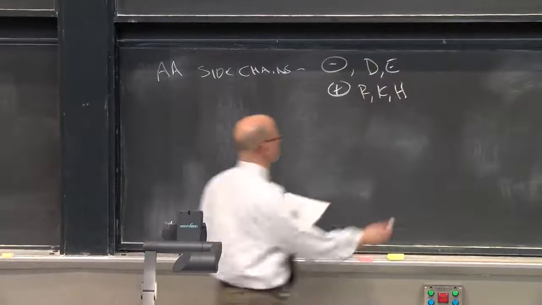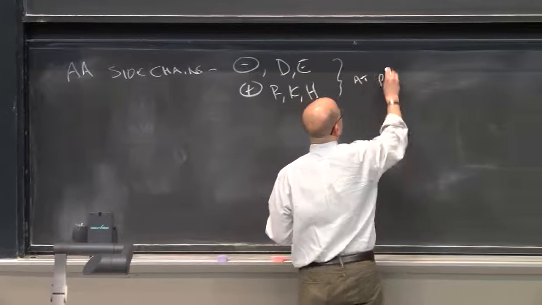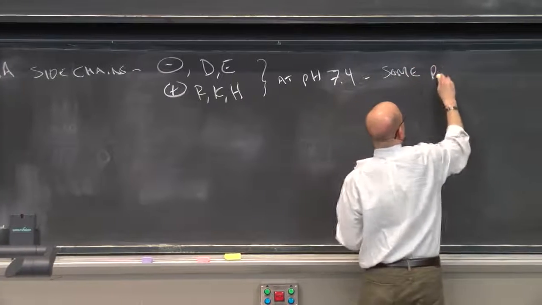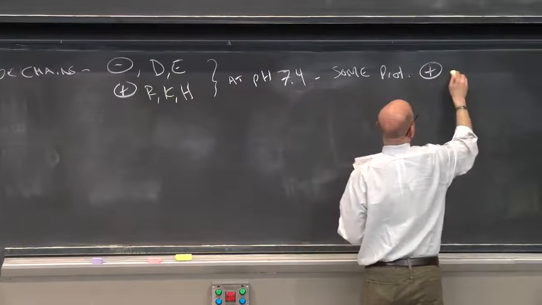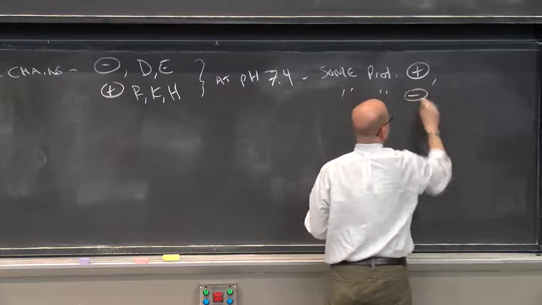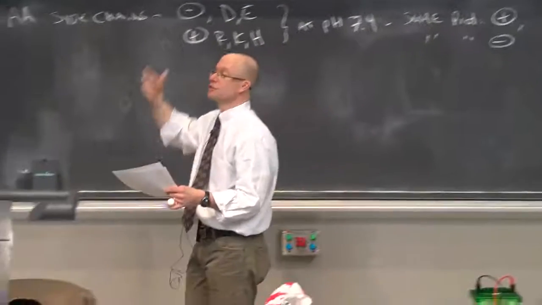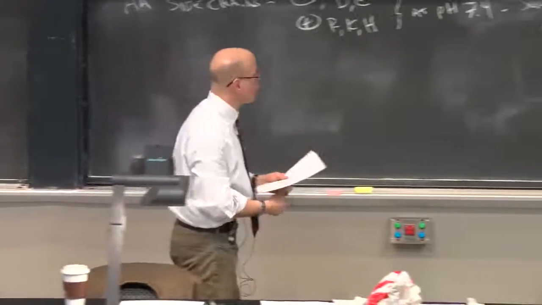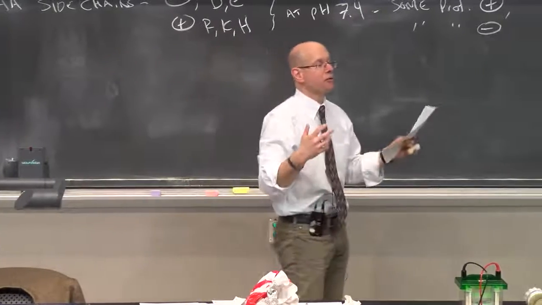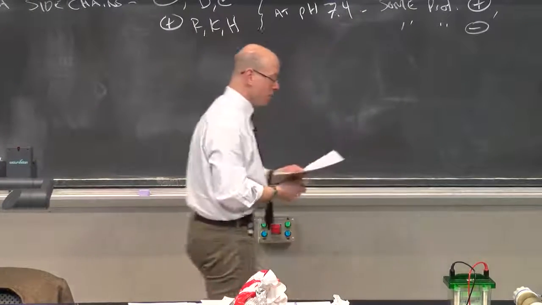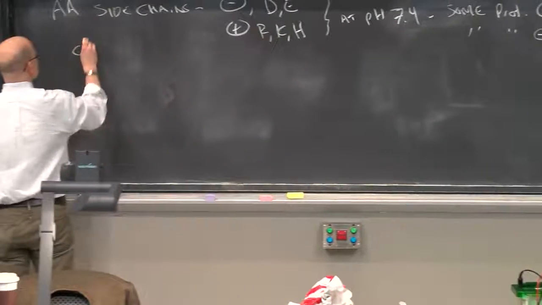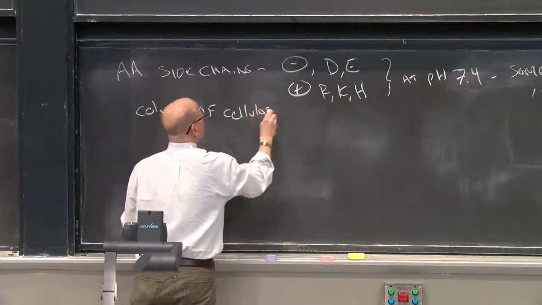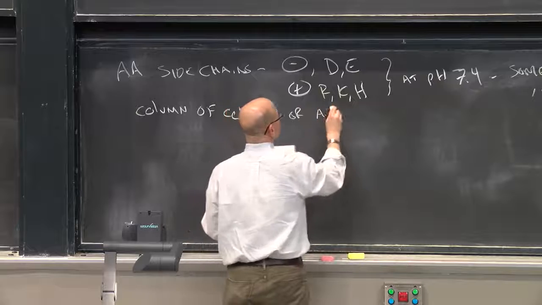And so at pH 7, or 7.0, or 7.4, some proteins are going to be positively charged, and some proteins are going to be negatively charged, depending on the relative amounts of arginine and lysine and histidine and aspartate and glutamate that they have. And so at a particular pH, if the proteins are differently charged, I can separate them on the basis of charge. And the trick here is to use a column of cellulose or agarose that contains charged groups.